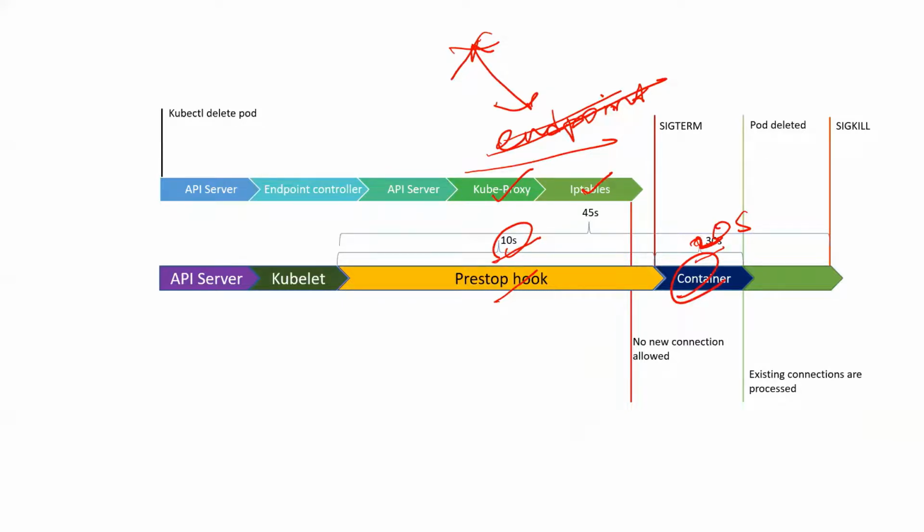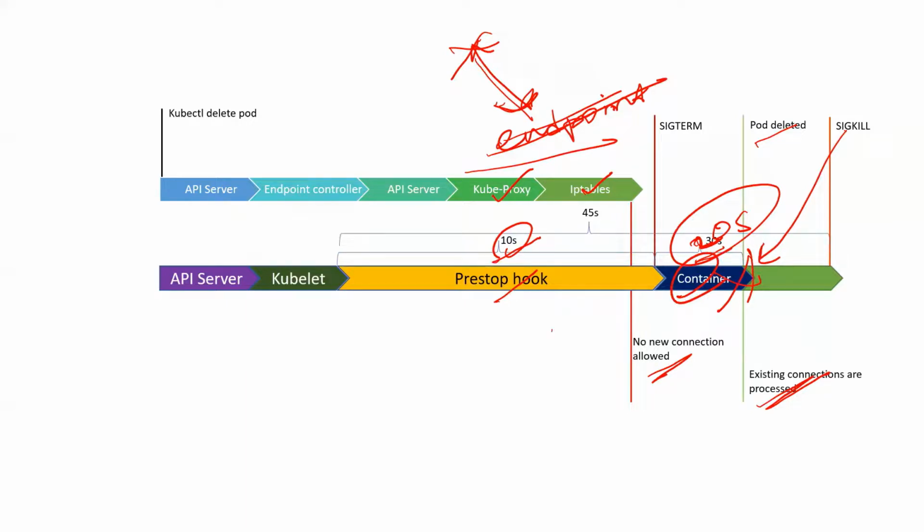Now what happens? As no request comes here, obviously no new connections will be allowed. Second thing, as you see, the pod is completed in 30 seconds, and now the pod is deleted. So whatever existing connections are there will be completely processed. In some cases, even if it is not processed, immediately a SIGKILL will be passed and this container will be killed, as it's still within 30 seconds.